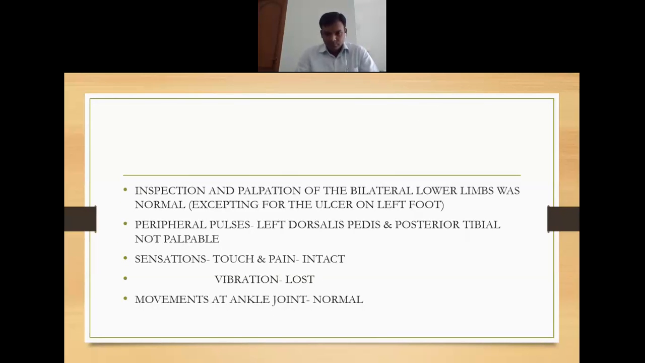Inspection and palpation of the bilateral lower limbs was normal, excepting for the ulcer on the left foot. Peripheral pulses, left dorsalis pedis and posterior tibial were not palpable. Sensations, touch and pain were intact. Vibration is lost. Sir, I didn't test for the sensations, I took that from PG notes. Movements at ankle joint was normal.